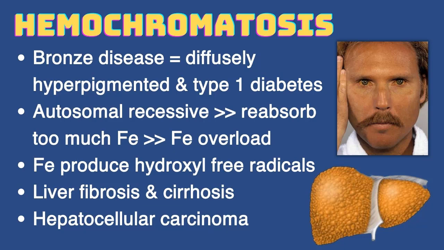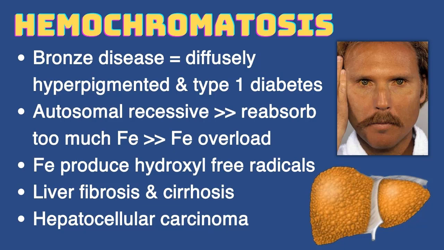Okay, guys. In the stem of the question, if you come up with this kind of thing, that there's an adult who's diffusely hyperpigmented and who has diabetes, I want you to remember this forever. You ever heard of the term bronze diabetes? What are they always referring to? Hemochromatosis. That's how they do it for hemochromatosis.